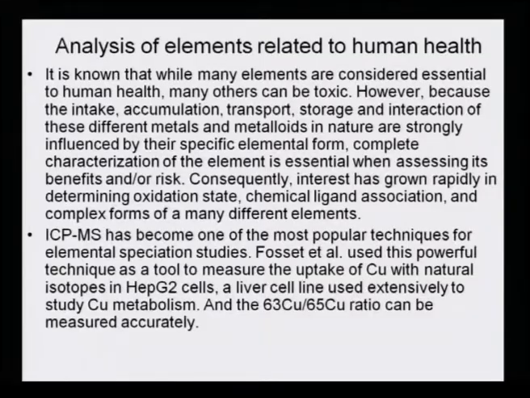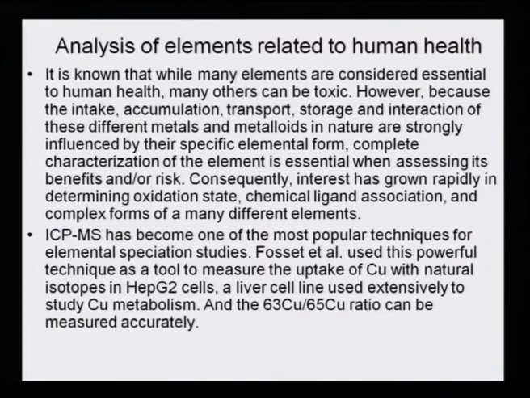Analysis of elements related to human health. Now, therefore, the metals that cause a health hazard to human beings are of prime importance for analysis. It is known that while many elements are considered essential to human health, many others can be toxic. So, both essentials as well as toxins can be analyzed on ICP-MS.